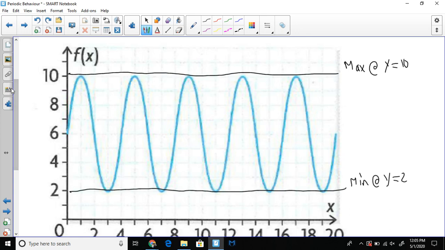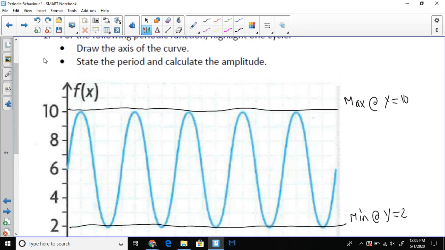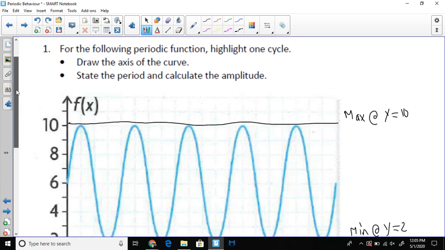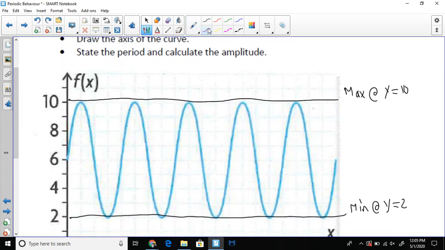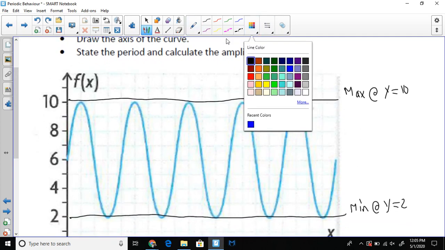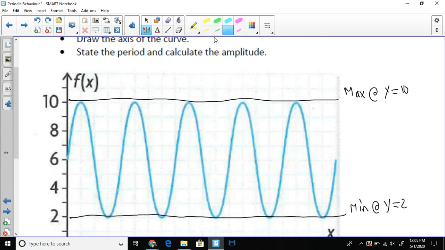Let me just scroll up here for a second. We want to highlight one cycle. Again, you can highlight the cycle at any point, okay? So what I'll do is I will just highlight the cycle from here. I start at 0, and then I go up, and then I stop right here. So what cycle did I just color? I colored in a sine. Everybody see that, hopefully?